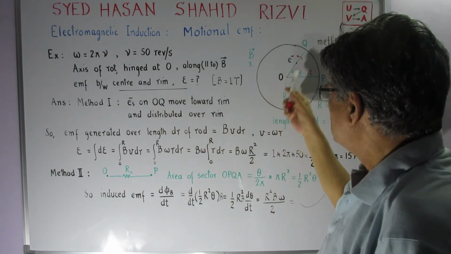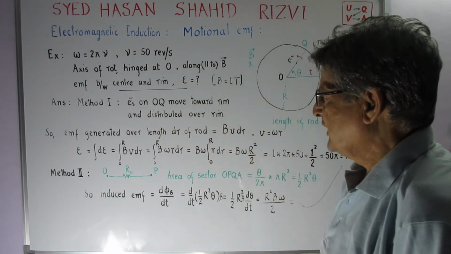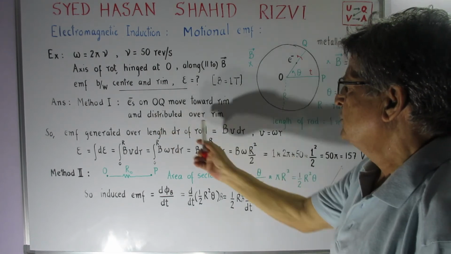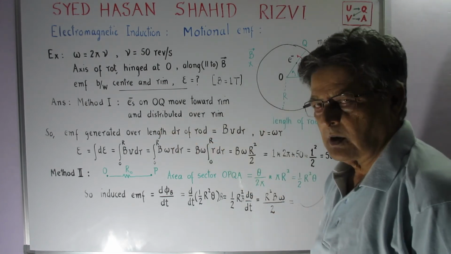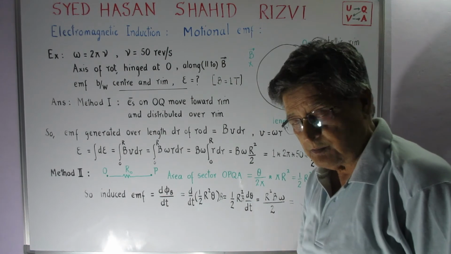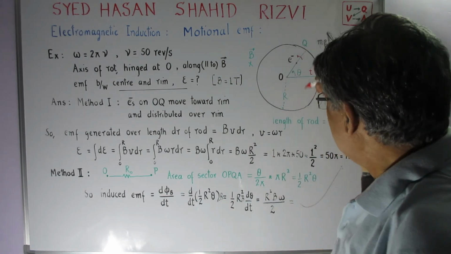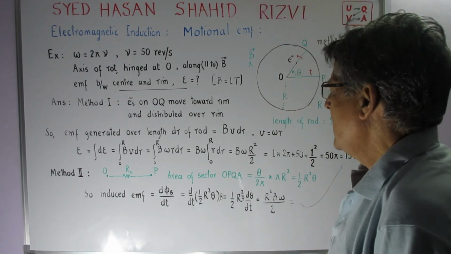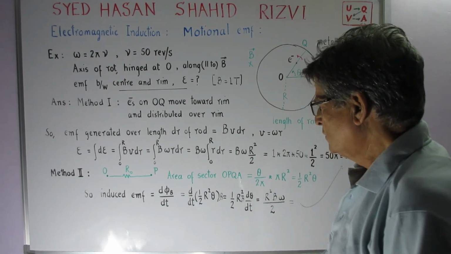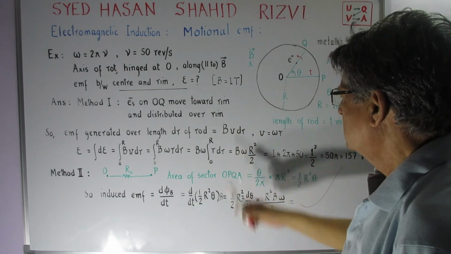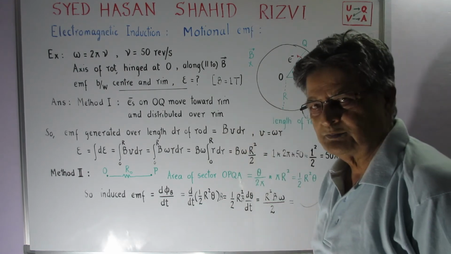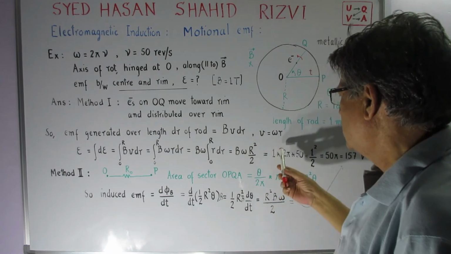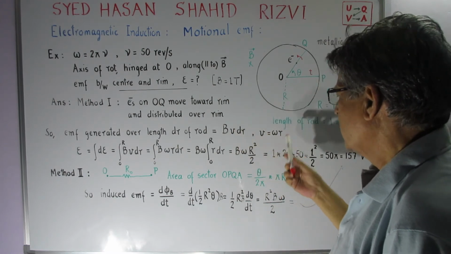Electrons on OQ move towards the ring, towards Q, and they are distributed all over the ring. So the EMF generated over a small length dr of the rod will be equal to B into V into dr, the same VBL, where V is equal to omega r.